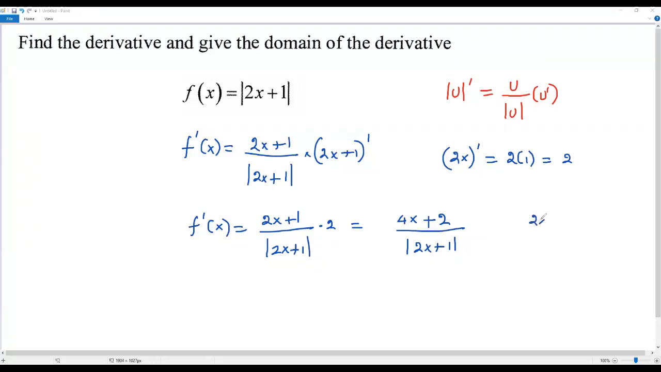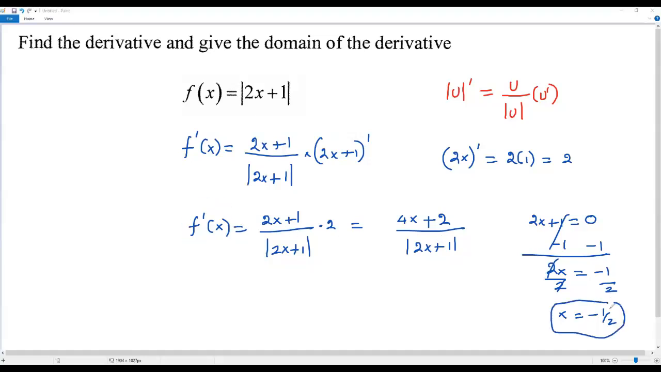When I equate the stuff inside the absolute value in the denominator to 0, I get 2x equals negative 1. I divide both sides by 2, then 2 will cancel out. I get x equals negative 1/2. When I plug in x equals negative 1/2 over here, I get 0 in the denominator, then f prime of x becomes undefined. So the value x equals negative 1/2 makes f prime of x undefined. So this value has to be excluded from the domain.